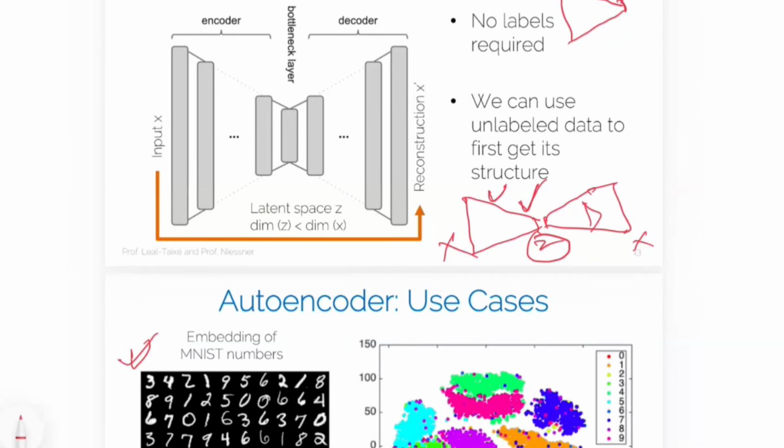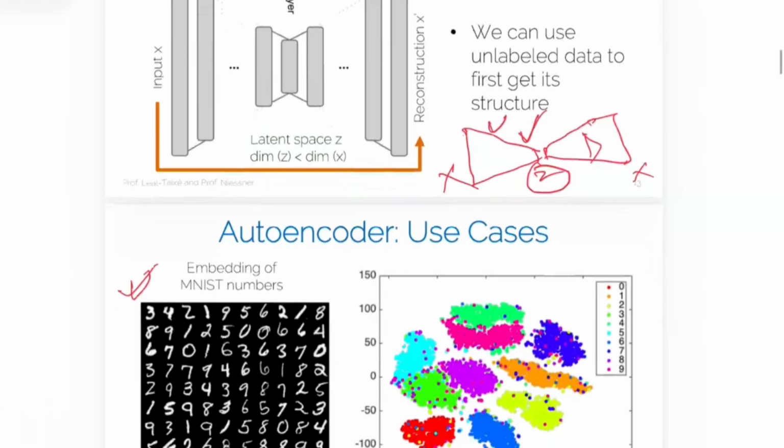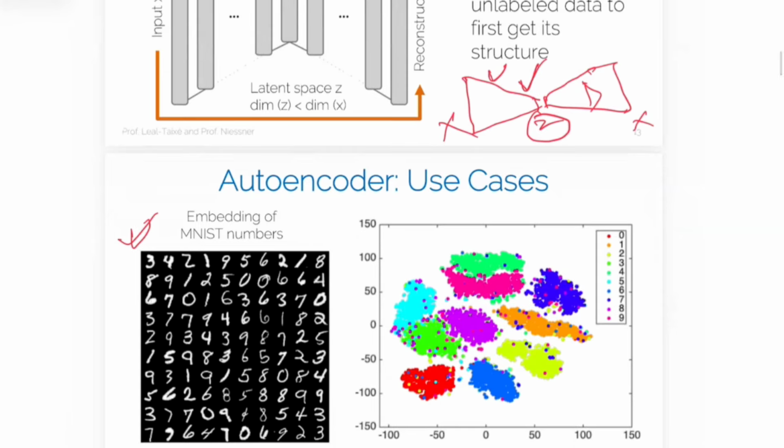Okay. So after applying this encoder-decoder structure on the MNIST database, you know that we have handwritten digits, but we are not providing the labels. I'm just giving you the images and telling you to learn this autoencoder setup.